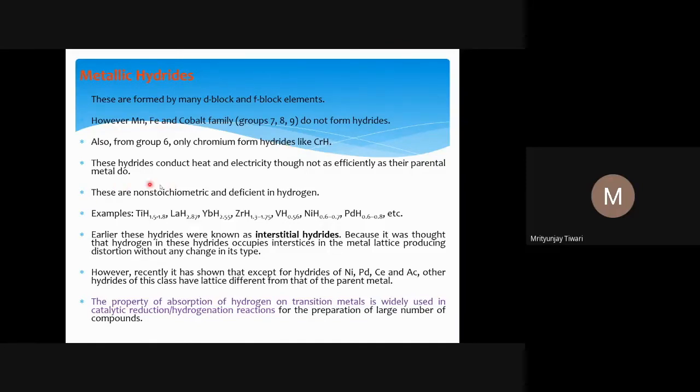So these metallic hydrides conduct heat and electricity, though not as efficiently as their parental metal do. That is why they are called metallic hydrides. They are non-stoichiometric and deficient in hydrogen. Non-stoichiometric means they are deficient in hydrogen.